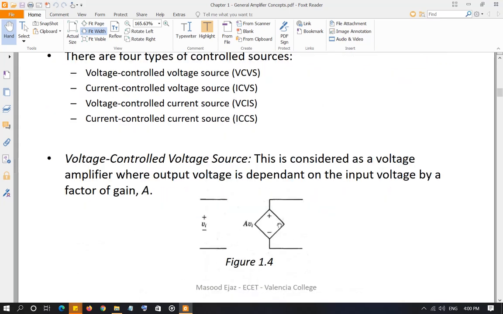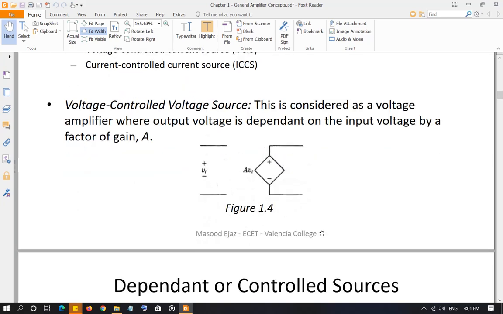You are already familiar with the symbols of the dependent sources, as you discussed that in circuit analysis. It's a diamond symbol with the positive and negative signs for the voltage source, and of course an arrow in the direction of the flow of current for the current source. So you have the voltage controlled voltage source. The voltage of this source is controlled by the voltage produced at the input, Vi, multiplied by the gain of the amplifier, which is A. So that's your voltage controlled voltage source.